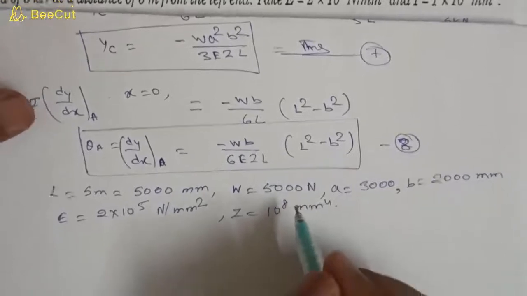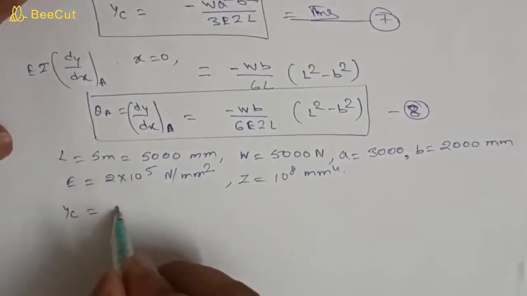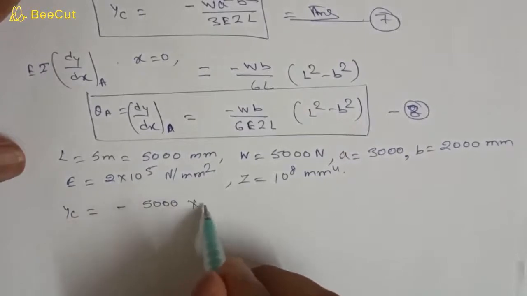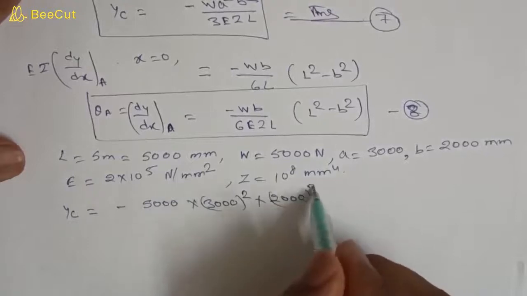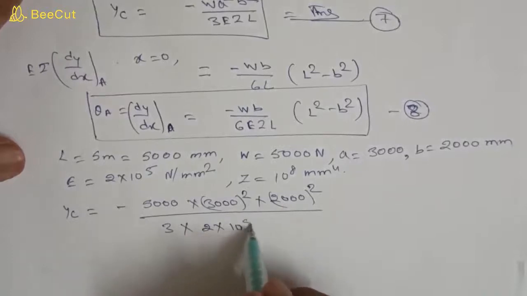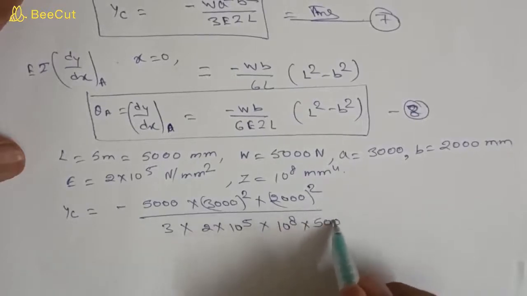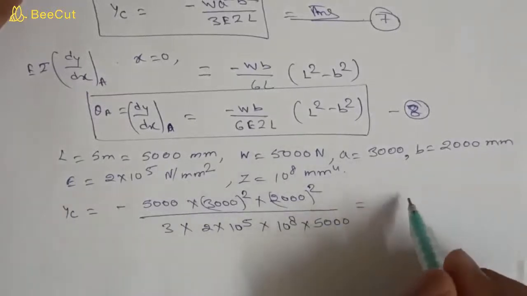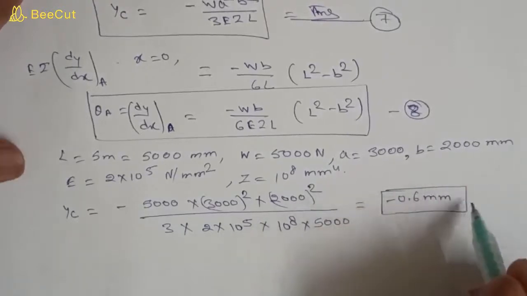So we will find YC. The formula for YC is equal to minus W, we will put 5000, into A square is 3000 square, into B square is 2000 square, divided by 3 into E is 2 into 10 to the power 5, into I is 10 to the power 8, into L is 5000. If you calculate this, then you will get 0.6 mm. The negative sign means that it is a downward deflection.